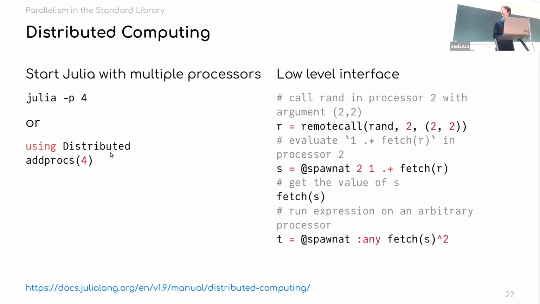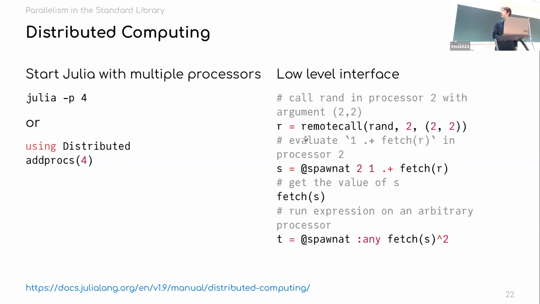I can do this first step, loading the Distributed package. That's just the standard library for all things distributed computing. And then I can call the addprocs function, which tries to add processors. Here I can tell it, please give me 4 processors. I think if you don't give it an argument, it tries to take all the processors available.